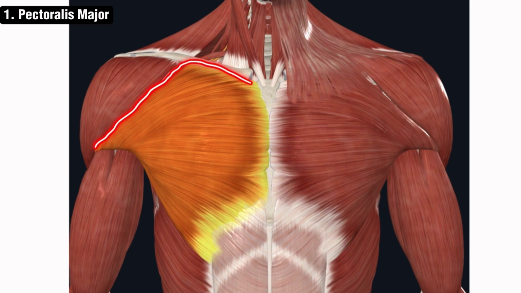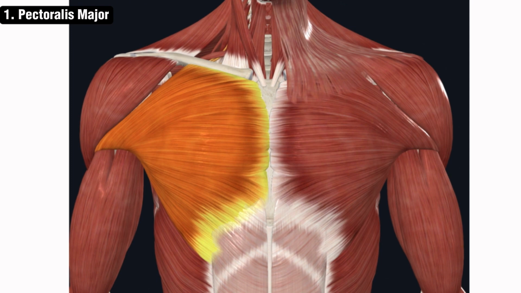This huge muscle right here is the pectoralis major muscle, which is one of the largest muscles of the pectoral region. It has fibers arising from four different regions. Let's look at each of them.